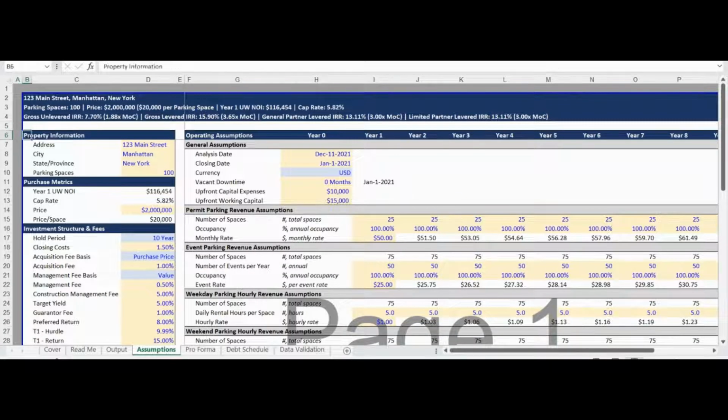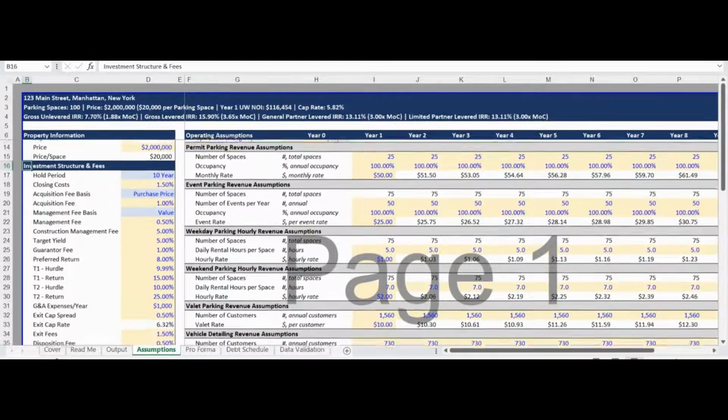This model is highly dynamic and pre-built to accommodate institutional, private equity, and personal investment situations. Beginning on the left side of the Assumptions tab, inputs are available for general parking lot information. This is followed by Purchase Assumptions, which pulls in key metrics such as the acquisition cap rate. The following assumption section is for the investment structure and fees.